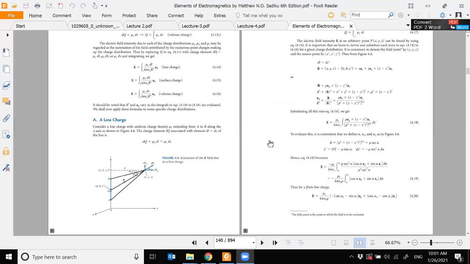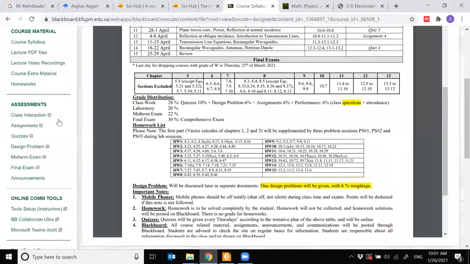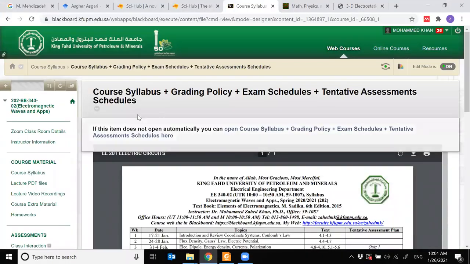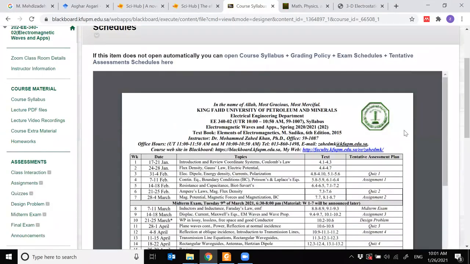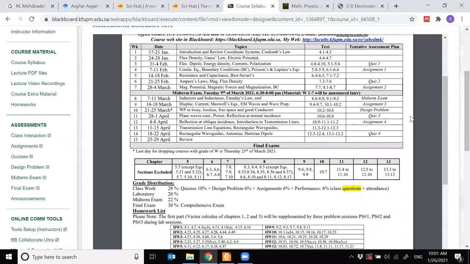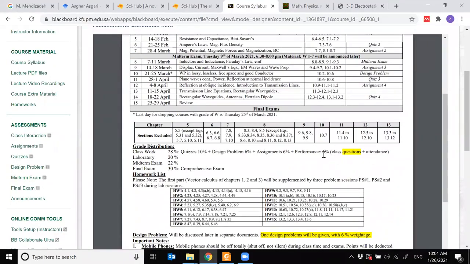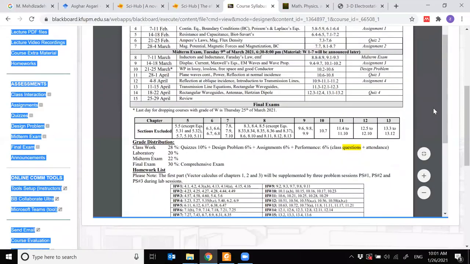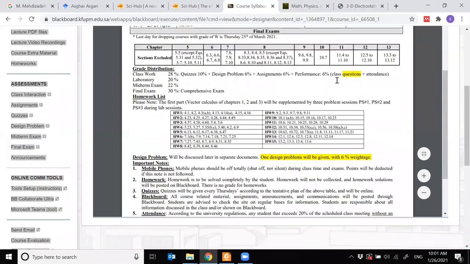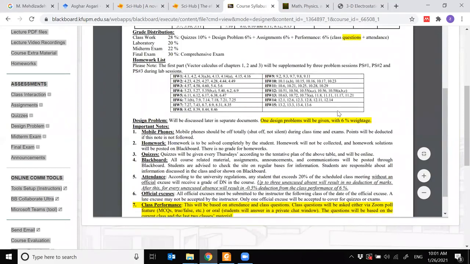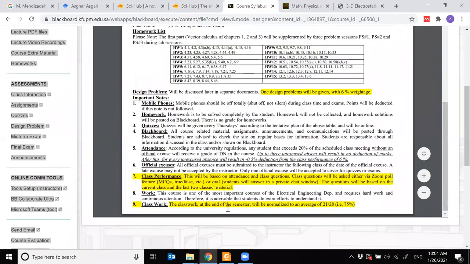Just 2 minutes to go through our Blackboard. I have just revised the grading policy, and I have mentioned those revisions in the yellow highlighted color, so just take a note of that. I have changed "class interactions" to "class questions", and there was a typo here. I fixed that typo.